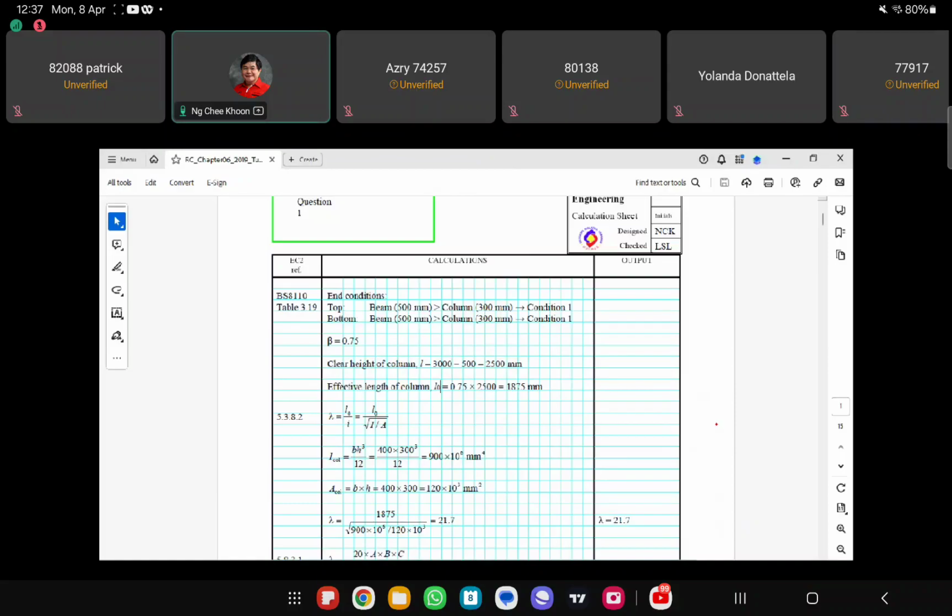You can also measure the actual height from the middle of this beam to the middle of this beam. So this is the same. This is also 3 meter, right? So you can measure from the top of the beam here to the top of the top beam here also. Is also 3 meters, right? And then the clear height of the column is 3 meter minus of 500.